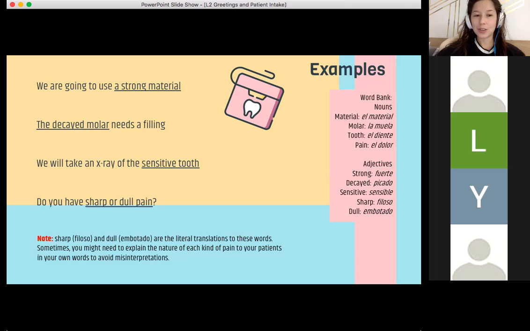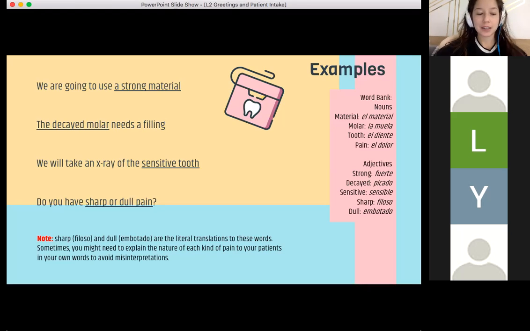So would you say, oh, go ahead, sorry, I cut you off. No worries, el dolor filoso o embotado. Yep, perfect. So basically, if you were to translate it directly to English, it'd be the pain, sharp or dull. So yeah, you had it perfectly there.